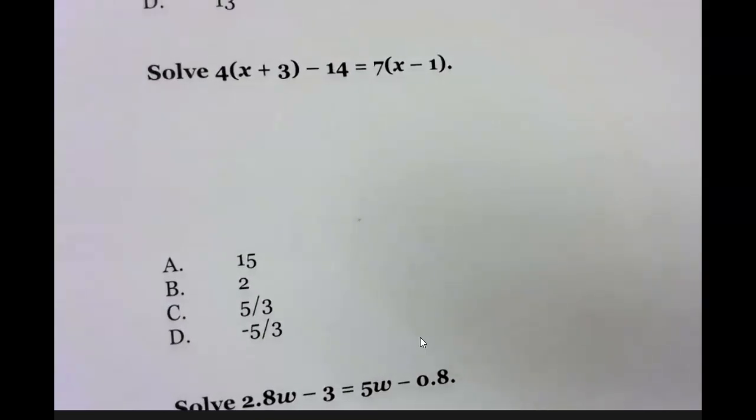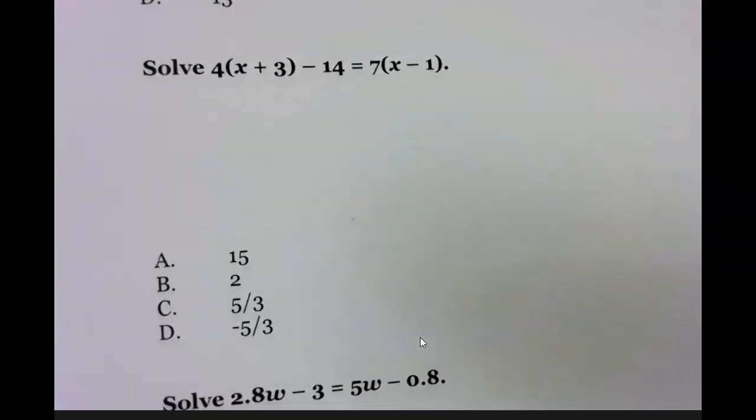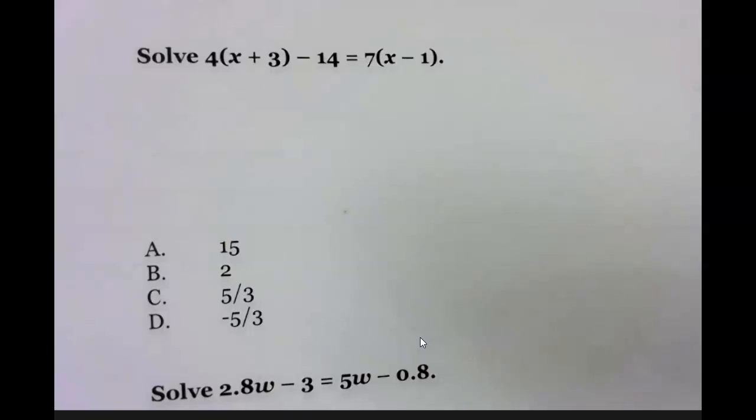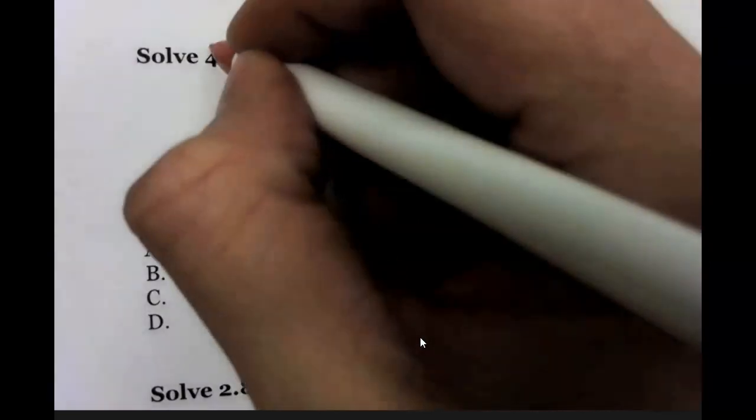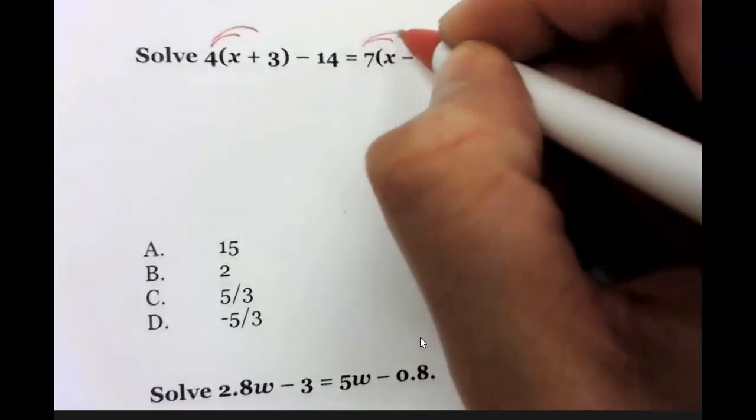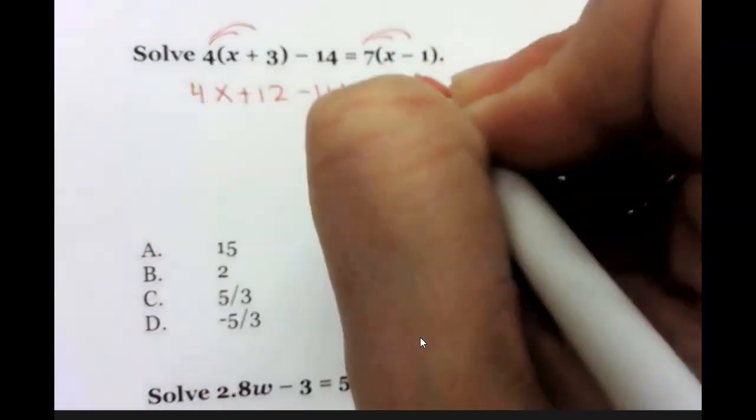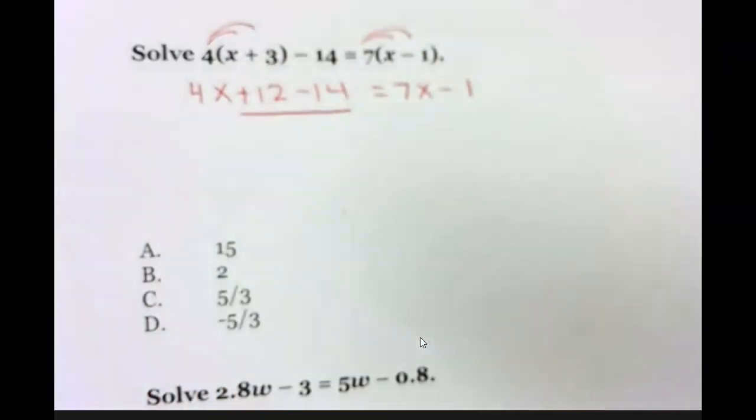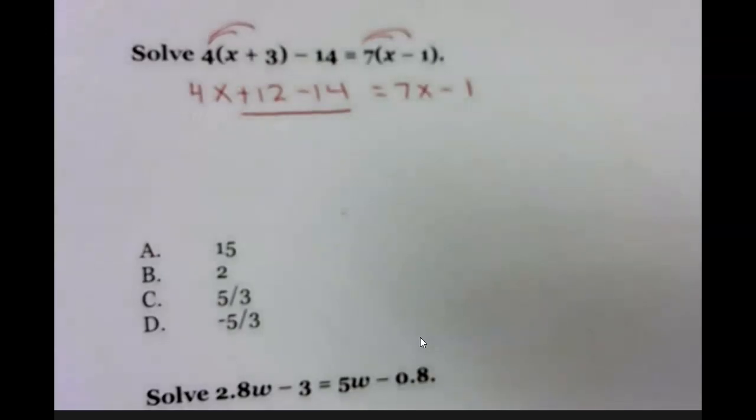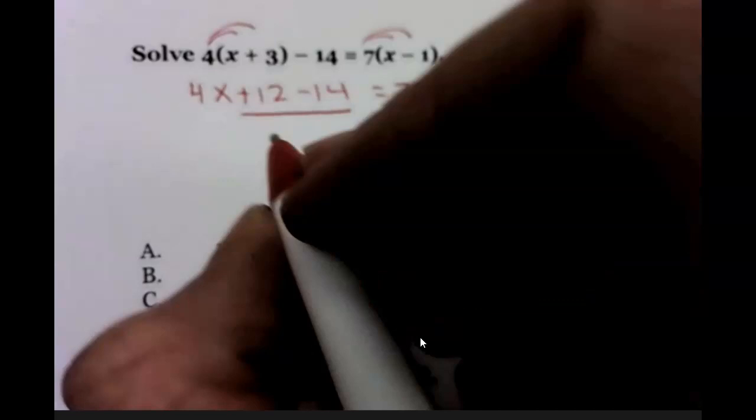Number 2. What's our first step in number 2? What do you do first, Sierra? Okay, so that's, what's the word for distribute? And then when I take negative 14 and positive 12 and add them together, what's that called? Zoe? Combining like terms.